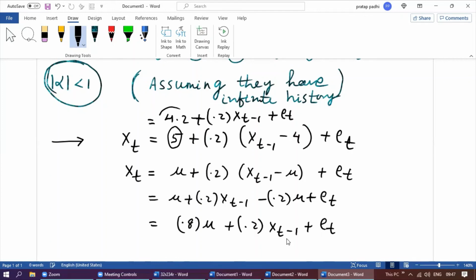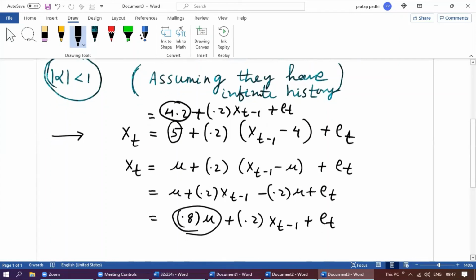So 4.2 must be equal to 0.8 mu. So what is mu? Mu is equal to 4.2 divided by 0.8. What is that? 21 divided by 4, right? 5.25. Are you sure? Yes, sir. Okay.